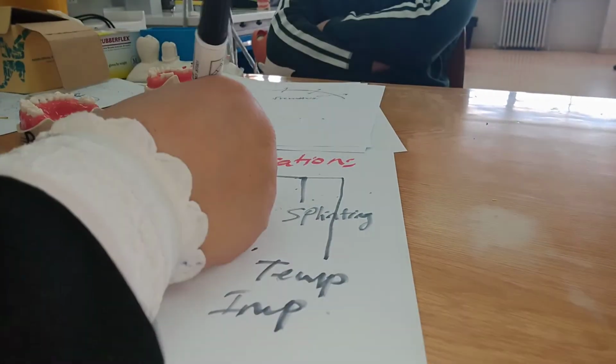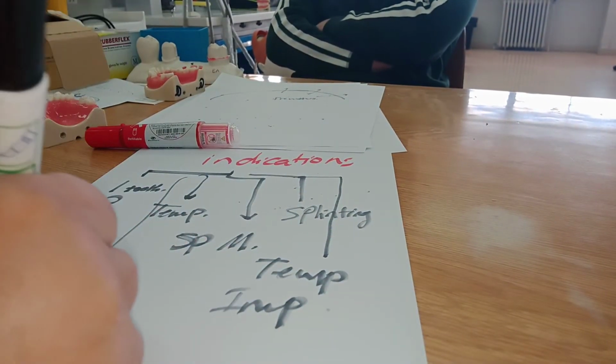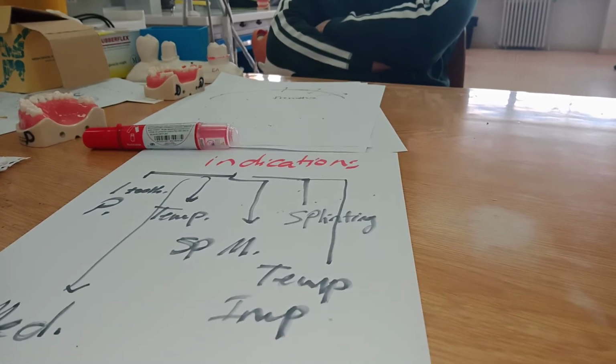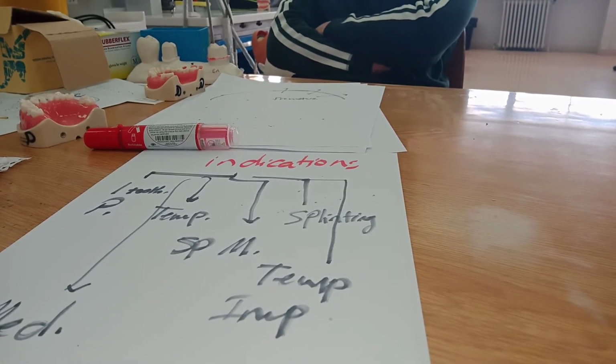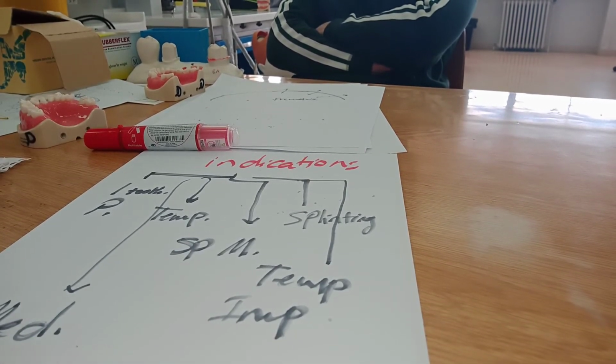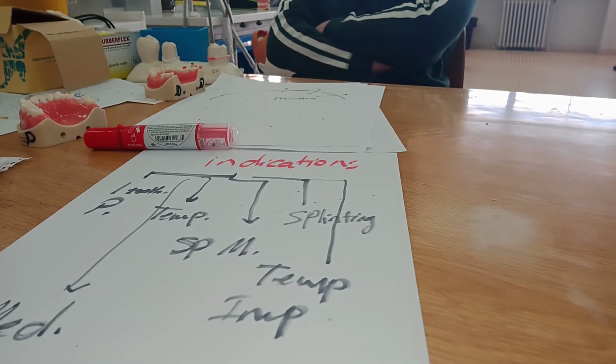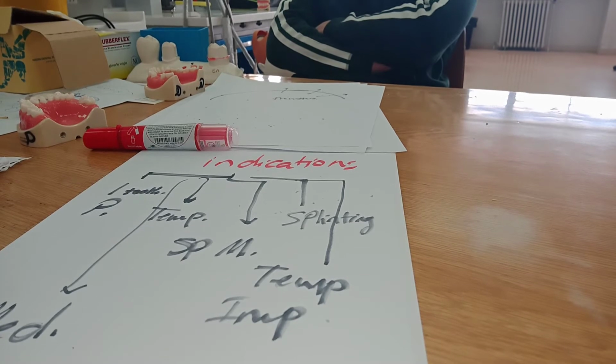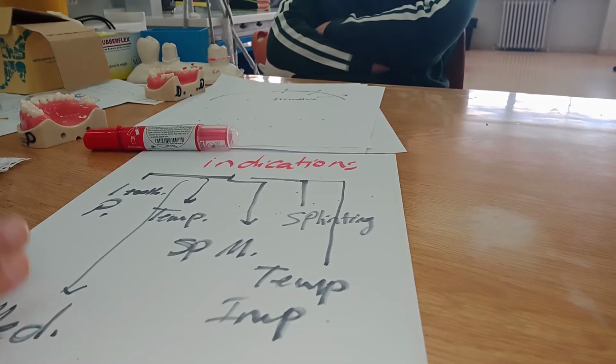We have the last case, in cases of medically compromised patients. If medically compromised, then I cannot do surgeries. They could not tolerate something mobile like a removable partial denture. So for medically compromised patients, sometimes we need to use the Maryland. It's more stable. But once you do a Maryland, there are some contraindications.